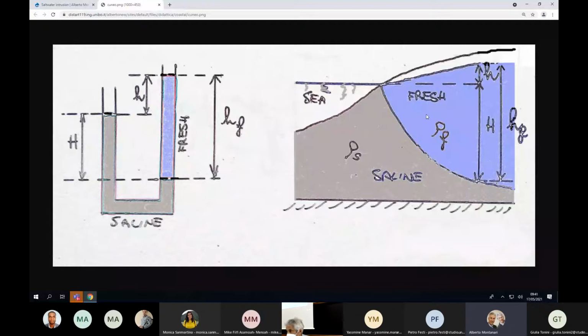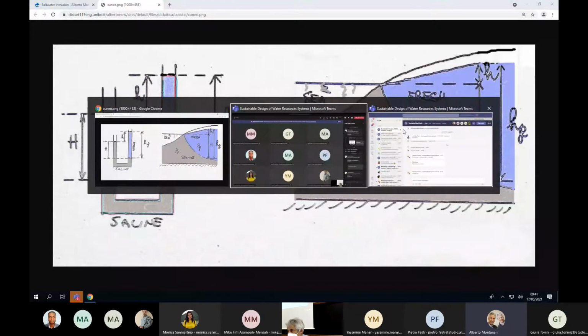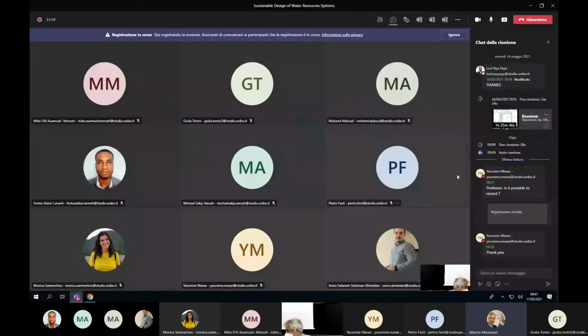Now let me redraw this scheme on the blackboard because I want to make it very clear. And let me just look at the camera, which I have to rotate towards the blackboard. Okay, very good.